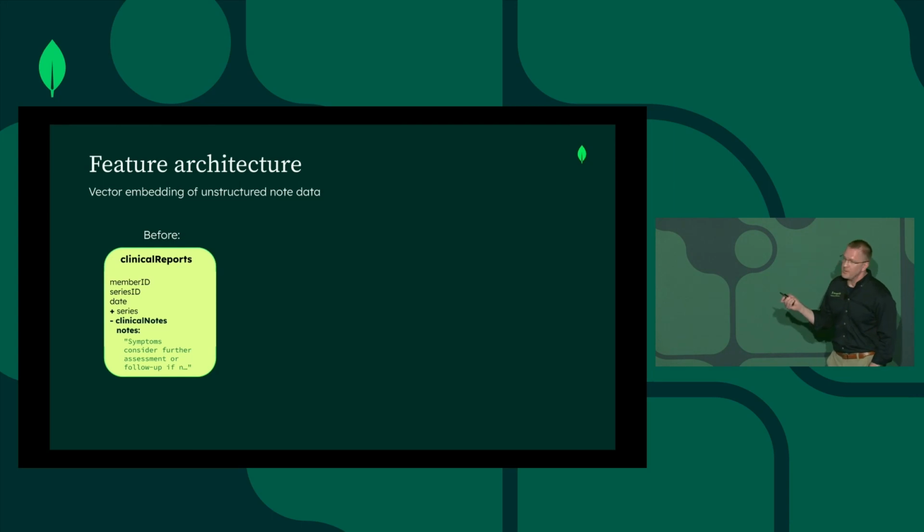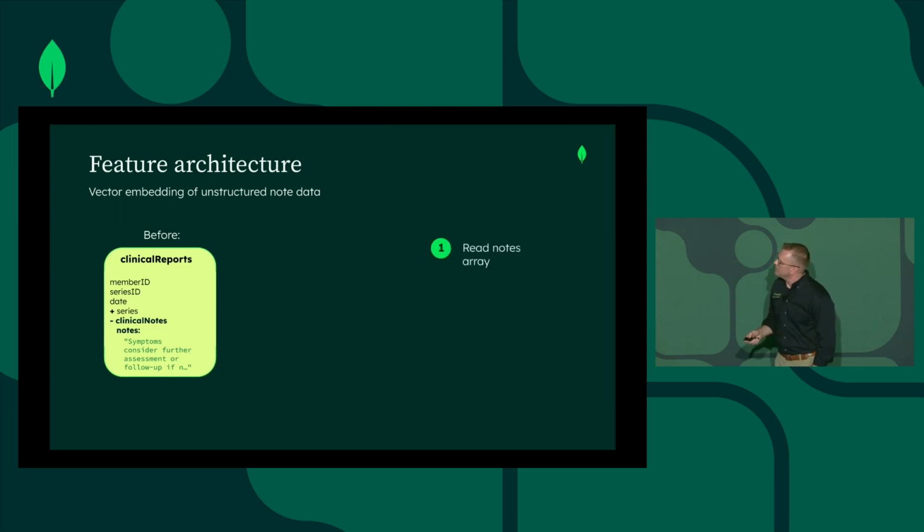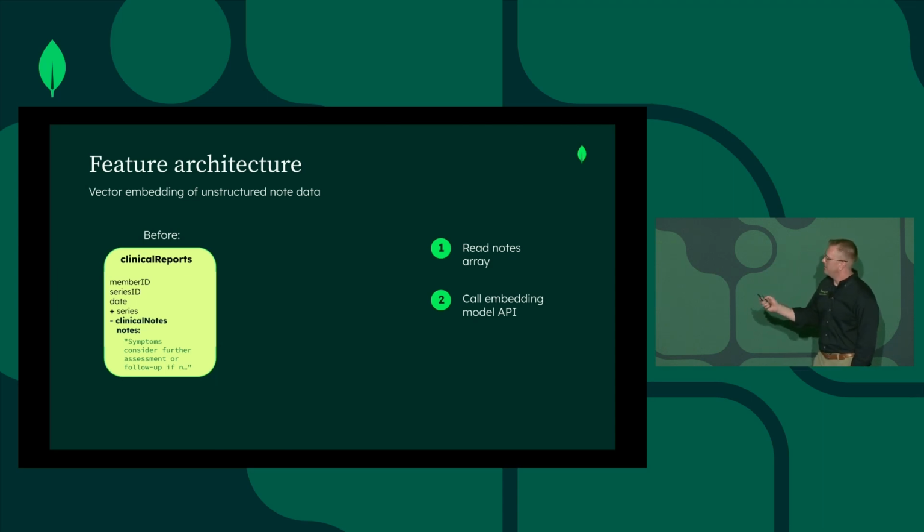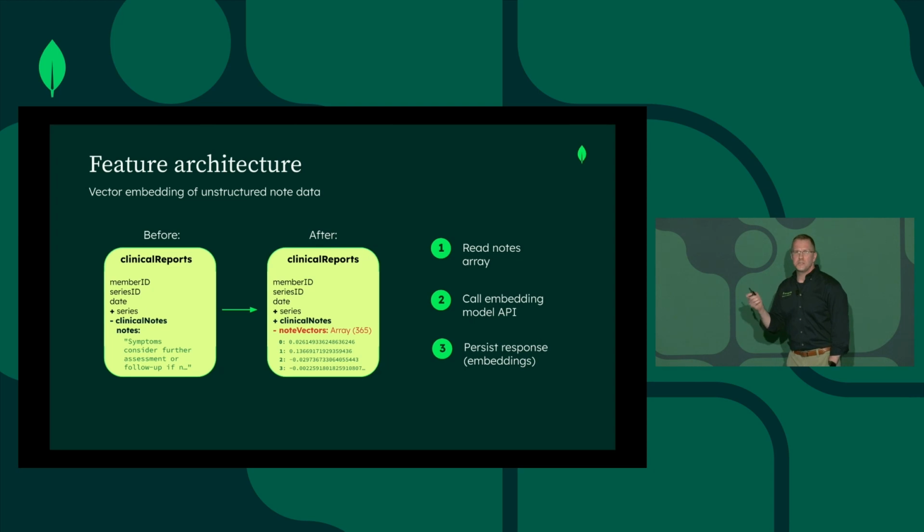So back to our feature wiki, feature architecture. All right, so before we had a MongoDB collection, and we have some clinical notes, and those notes are here on the bottom left. So I'm going to read that note array. I'm going to call an embedding model API, and I'm going to turn those notes into vector embeddings. And here's the really great thing about MongoDB. I'm going to store the resulting vectors in the same MongoDB collection. I'm going to add a new array called note vectors, and I'm going to store the arrays for the corresponding notes above in the same MongoDB collection.